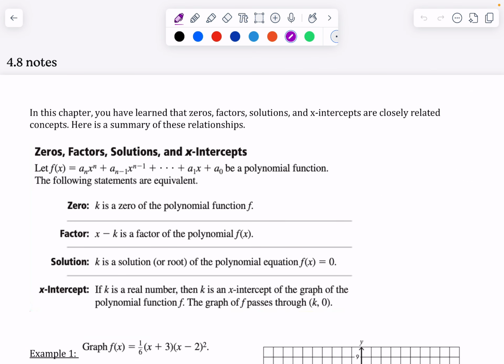This lesson is 4.8. This is going to be analyzing graphs of polynomial functions. There are a lot of concepts that we've learned in this chapter that we're going to put all together in this lesson, which is the relationship between zeros, solutions, x-intercepts, and factors.